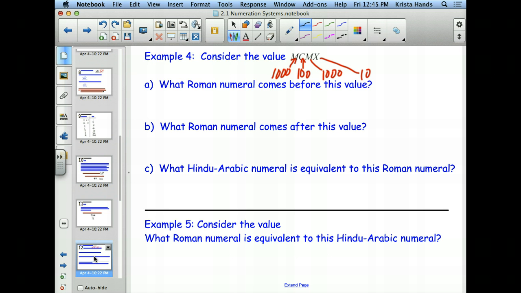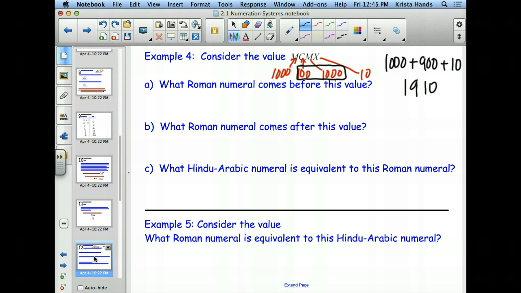The C and the M, because the 100 comes before the 1,000 here. So since it says CM, 100 before 1,000, how much are those two combined worth? That's 900. Okay, good, 900. So this is 1,000, 900, and 10. So this is 1910. So you could actually see that on a building, right?